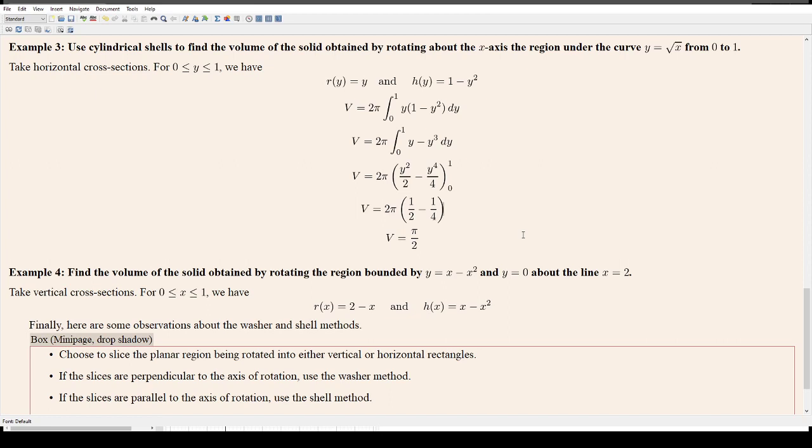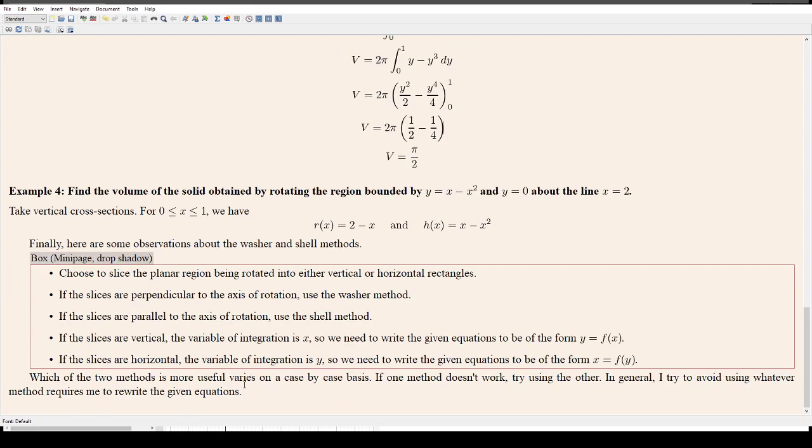The next example is pi over 2 also. I don't know what it is about these problems that pi over 2 shows up so often. They probably just picked them so that the arithmetic was fairly simple. Anyway.